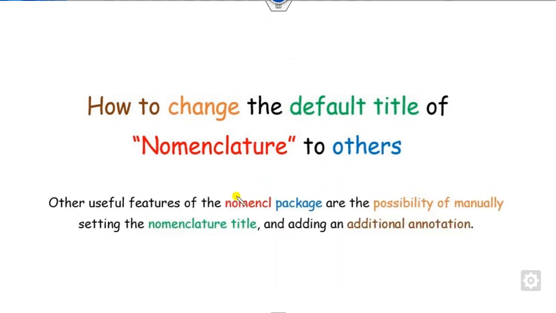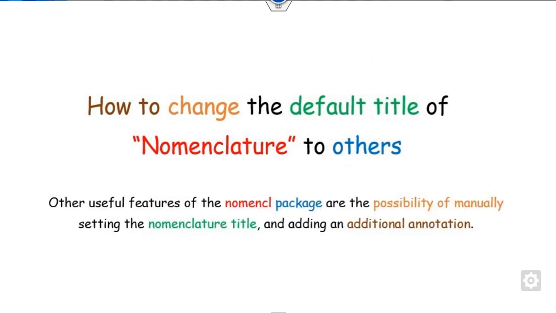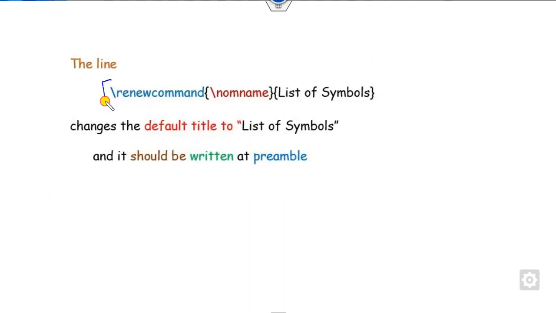There's a very simple way. Instead of "list of the symbols", if somebody wants abbreviations or assumptions, whatever, you can write that instead. So what you can do is simply write this line, \renewcommand, the nomenclature name, whatever you want. I call it "List of Symbols", and this will change the default title to this. You have to write this in the preamble, like here.